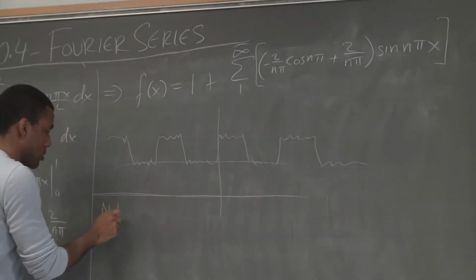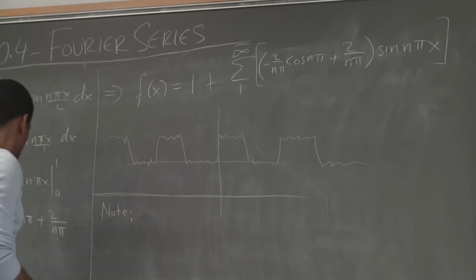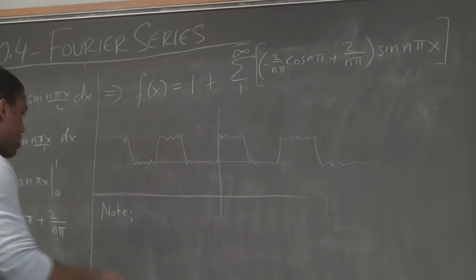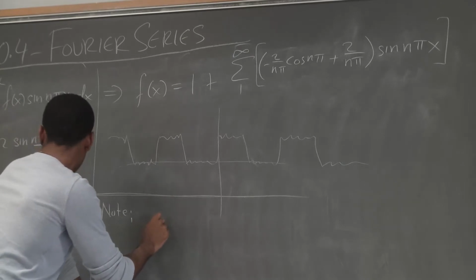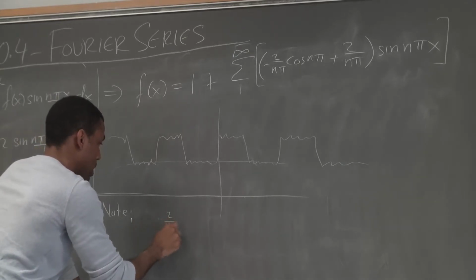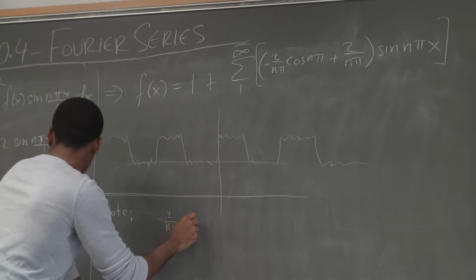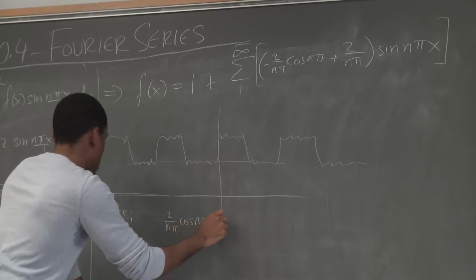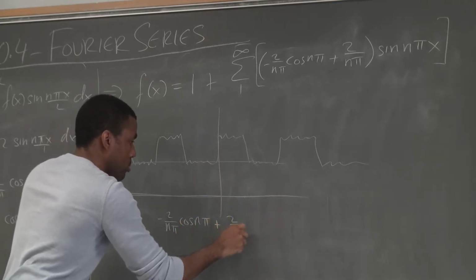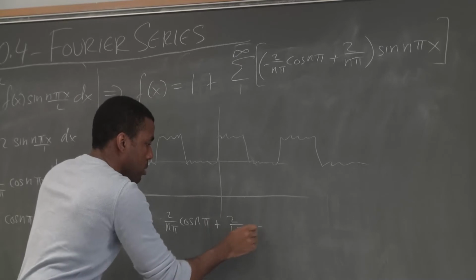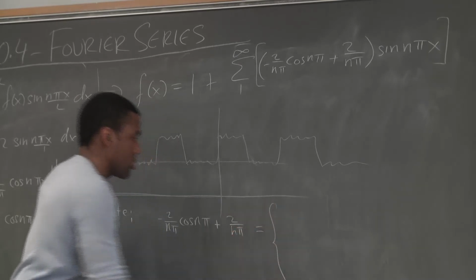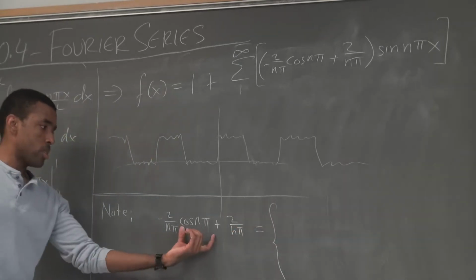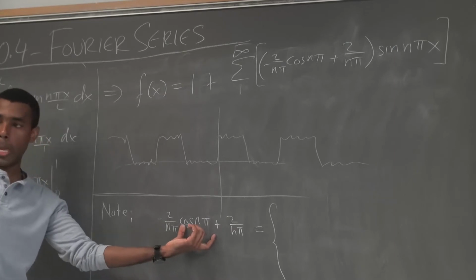Note, you could have written this in another form. If we see something like minus 2 over n pi cosine n pi plus 2 over n pi, right? There are actually a couple things that this could be equal to. For example, how does cosine of n pi behave?